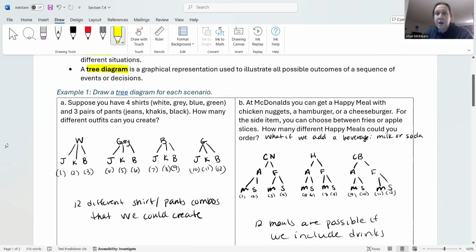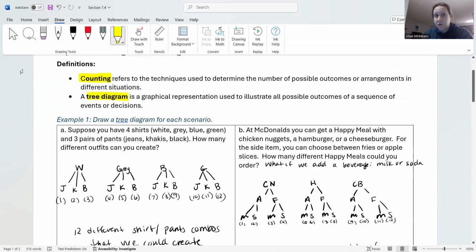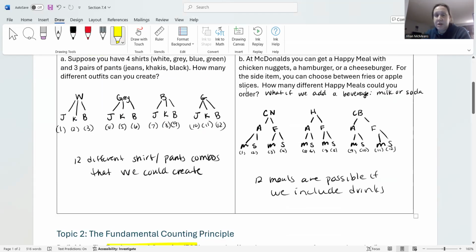In the previous example, we talked about counting, which refers to the technique used to determine the number of possible outcomes or arrangements of different situations, and we used tree diagrams, which are like a graphical, visual representation of this. So we built these tree diagrams. In the first example, we were asking how many different outfits we could create if we had 4 shirts and 3 pairs of pants. We found that we could create 12 different outfits.